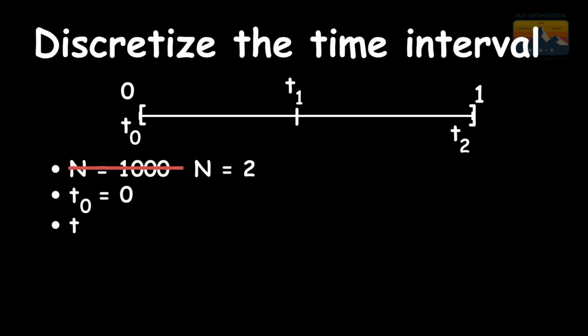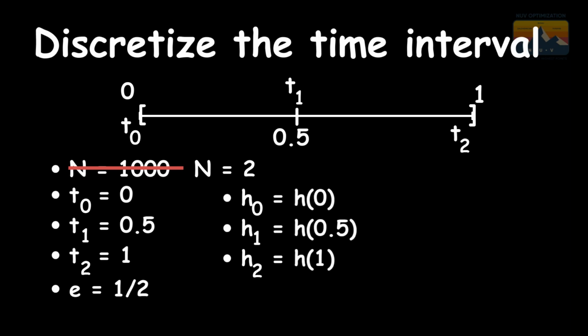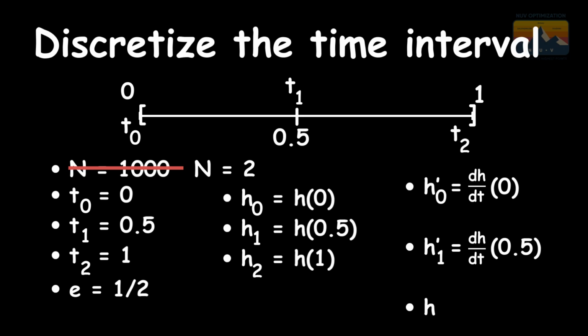T sub 0 equals 0, T sub 1 equals 0.5, and T sub 2 equals 1. The length of each subinterval e is then 1/2. We then define h sub 0 equals h0, h sub 1 equals h.5, h sub 2 equals h1. H prime sub 0 equals dh dot dt 0, h prime sub 1 equals dh dot dt 0.5, h prime sub 2 equals dh dot dt 1.